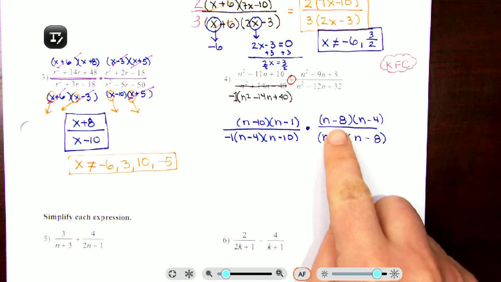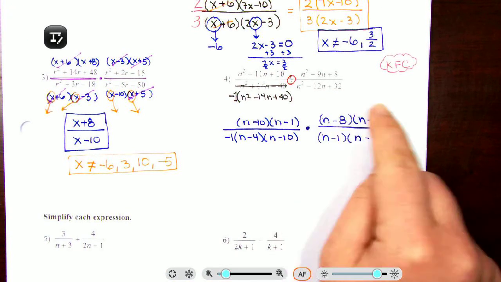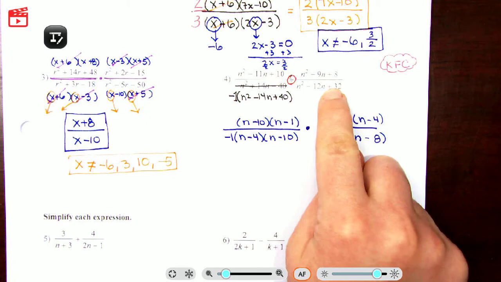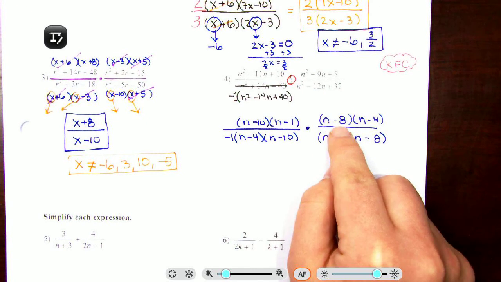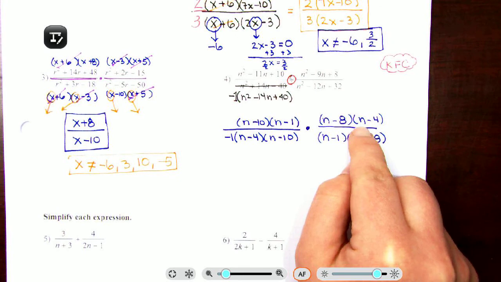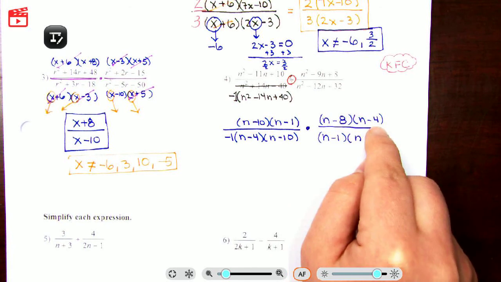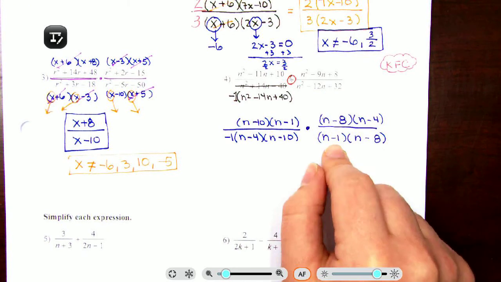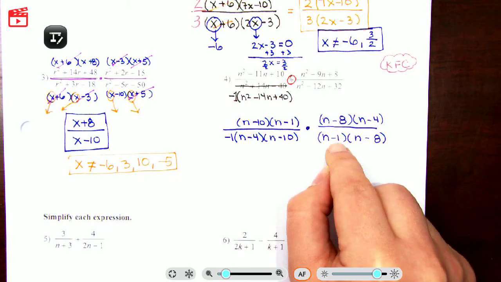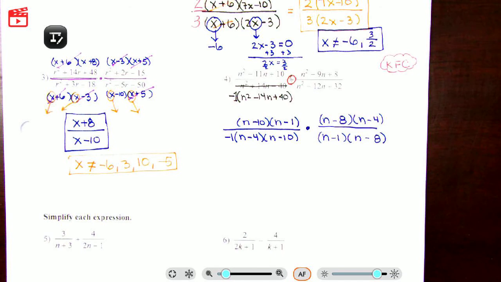Let's verify this. If this is on top, this should be coming from the bottom. So n minus 8, n minus 4. 8 times 4 is 32. 8, 9, 10, 11, 12. Okay, that works. 8 and 1, that's 9, that should be negative 9. Okay, perfect.